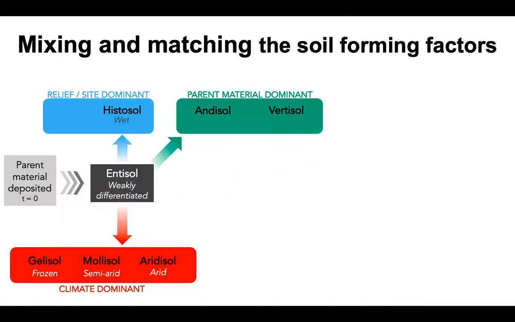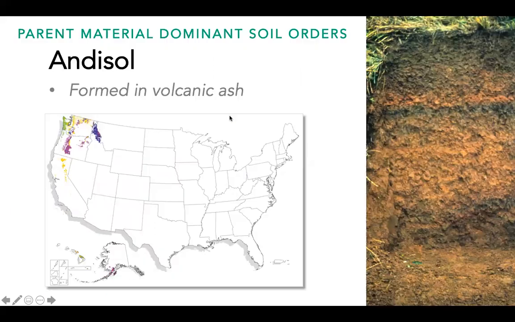Now, another potential soil forming factor that can really play a huge role in deciding the soil order is the parent material. So we have two that are really dominated by that parental material deposits. So we have andisols and vertisols. So andisols are volcanic soils. So volcanic ash, as it comes out of the volcano and lands, it has all kinds of really unique and interesting properties that affect how that pedogenesis happens.